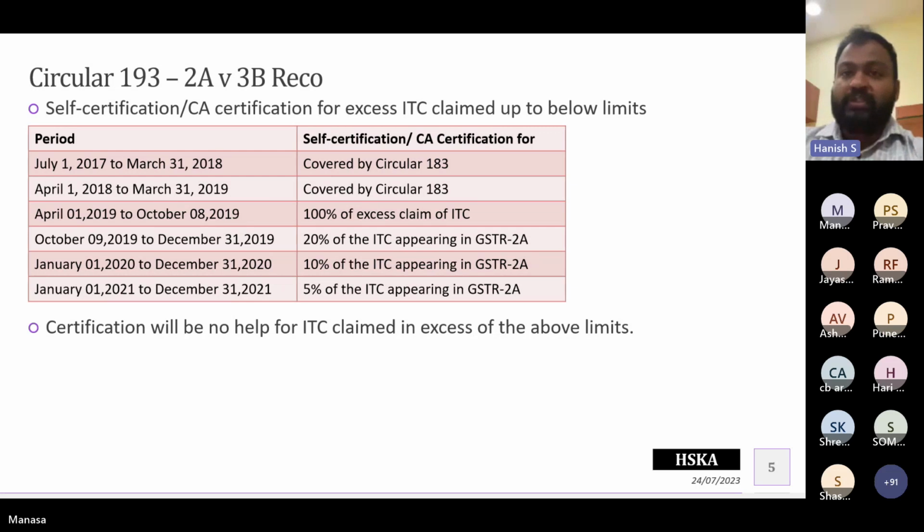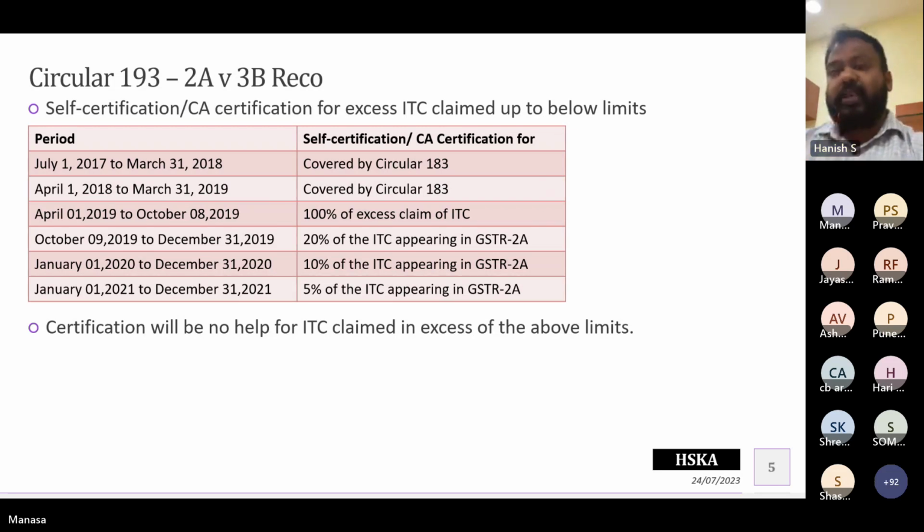Okay. From 1st April 2019 to October 8, 2019, the provisions were the same as 17-18, 18-19. So follow the same thing. Whatever is appearing in 2A, claim the credit, and whatever is not appearing in 2A, give me the CA certificate. Okay. Come from October 9, 2019, which is when Rule 36(4) was introduced.